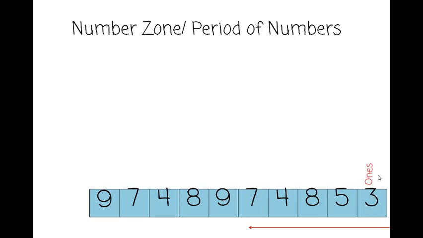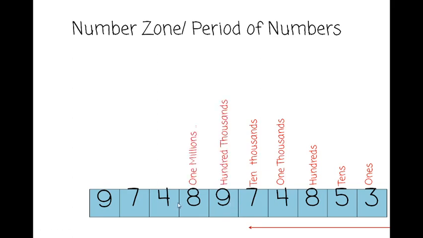That 3 is in the 1's position. 5 is in the 10's position. 8 is in the 100's position. And 4 is in the 1000's position. 7 is in the 10,000's position. 9 is in the 100,000's position. So 8 is in 1 million. This is 4 in 10 million. 7 in 100 millions. What is the position of this number? 9. That is in the 1 billion's position.